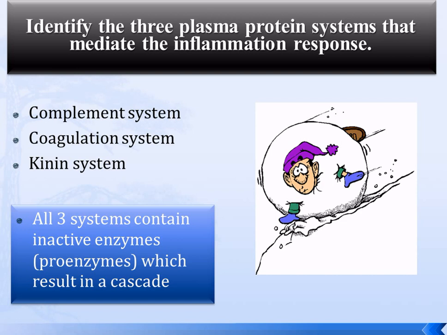That's why I put the picture of the snowball, because at the top of the hill you start with a small snowball, and as you get to the bottom of the hill, what happens to it? It's huge, right? That's the idea of the cascade effect. All it takes is a little initial trigger, and then the effect gets bigger and bigger and bigger. So complement turns up the immune system, the coagulation is for blood clotting, and then the kinin system is primarily for things like pain, and it also is important for blood vessel response too.